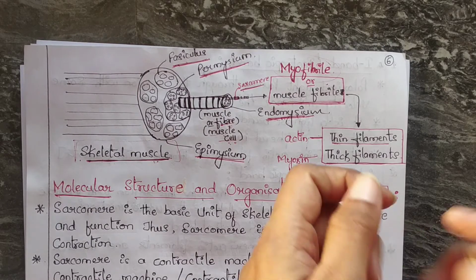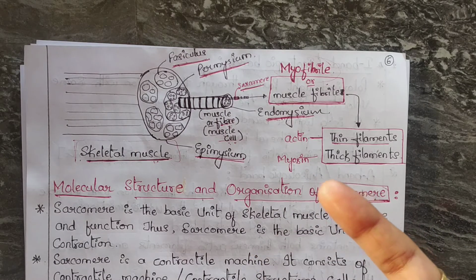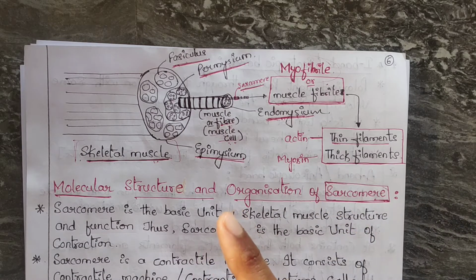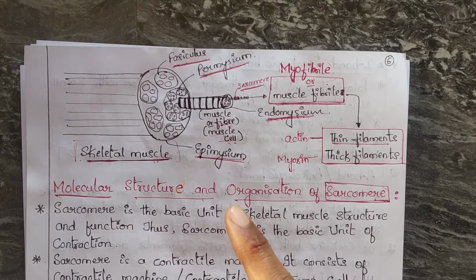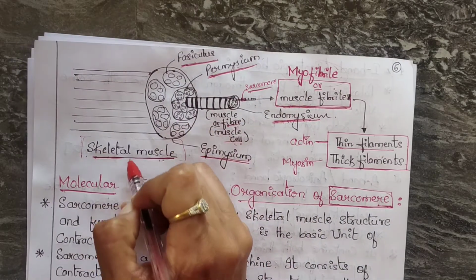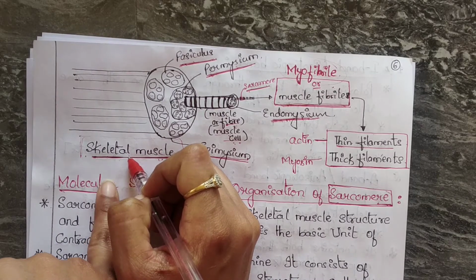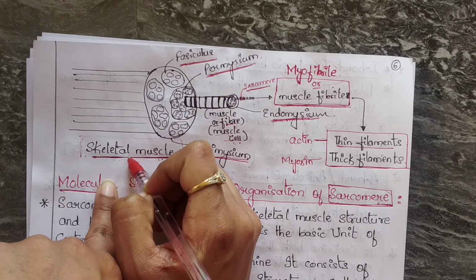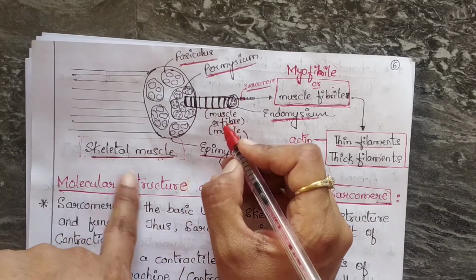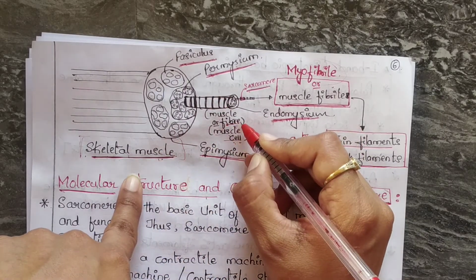Before that, I will give a quick recall about our previous video. In the previous video, we studied the molecular structure and organization of skeletal muscle. In that, we also discussed that skeletal muscle is formed of bundles of muscle cells or muscle fibers.